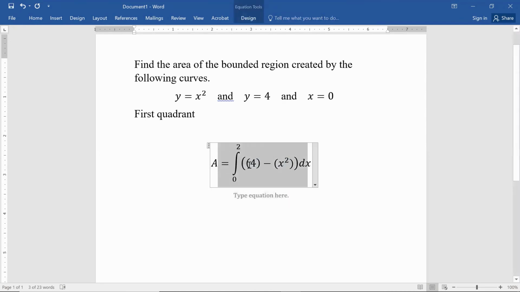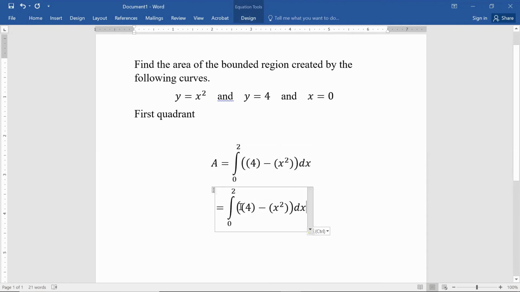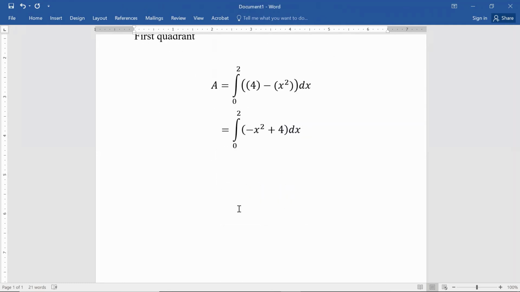I'm going to rewrite that, or at least make it look a little bit nicer. I threw in a lot of parentheses there. Let's take out those parentheses. I'm going to rewrite it in descending order as well. So negative x squared plus 4. Now I can take the antiderivative. Negative 1/3 x to the third plus 4x plus any constant that I want. I'm going to choose a constant of 0 to make my life easier.